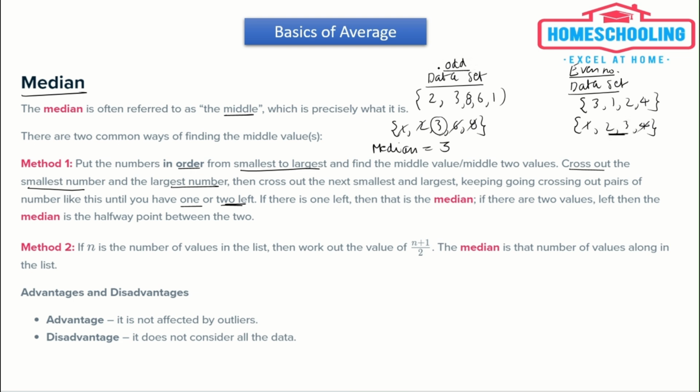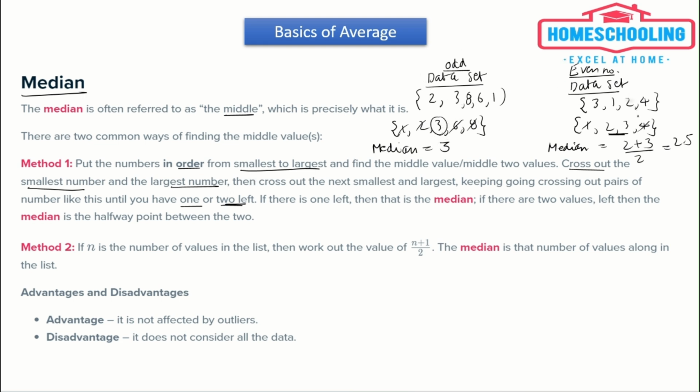Always remember, in an odd data set, only one number will be left in the middle, and that will be the median. In an even data set, we will have two numbers left in the middle, and the median would be the average of these two numbers. So 2 plus 3, and their average would be divided by 2. So that is 5 divided by 2, which is 2.5.